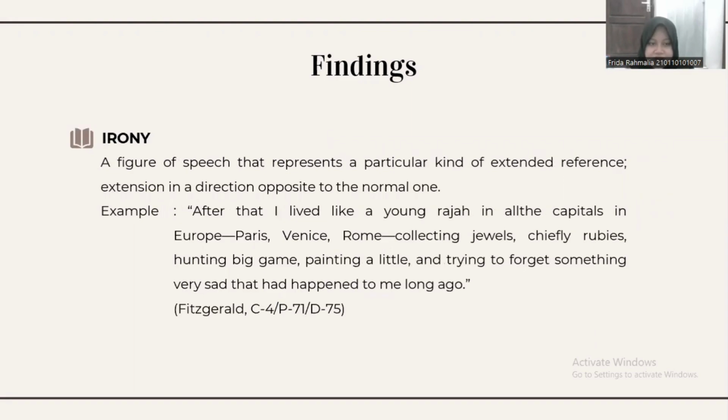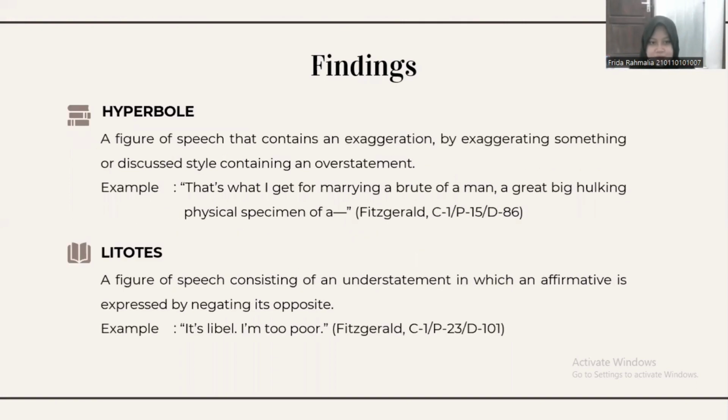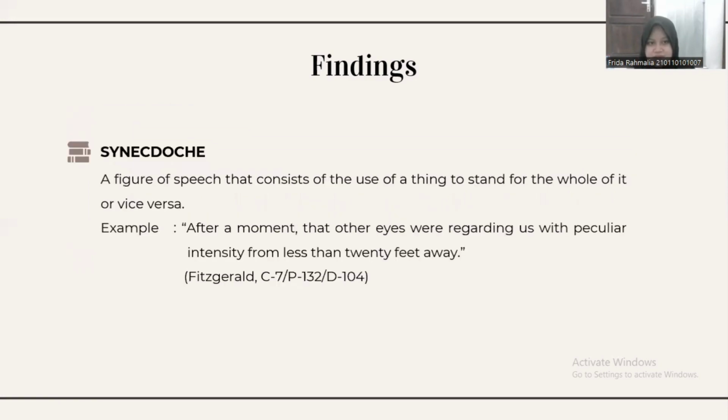Next is irony. Irony is a figure of speech that represents a particular kind of extended reference, extension in a direction opposite to the normal one. Next is hyperbole. Hyperbole is a figure of speech that contains an exaggeration, by exaggerating something or a style containing an overstatement. And next is litotes, a figure of speech consisting of an understatement in which an affirmative is expressed by negating its opposite. And the last one is synecdoche. Synecdoche is a figure of speech that consists of the use of a thing to stand for the whole of it or vice versa.